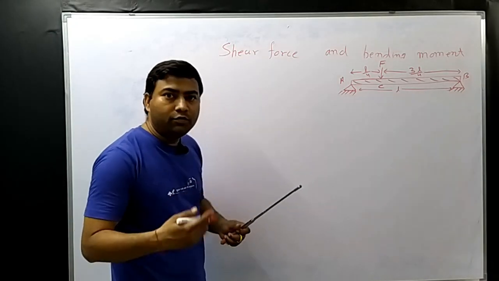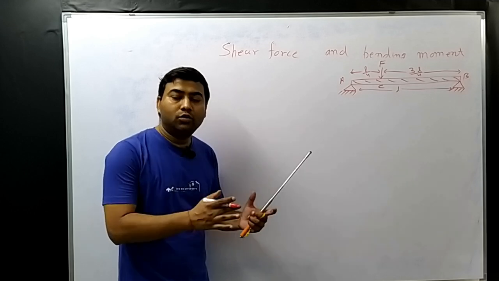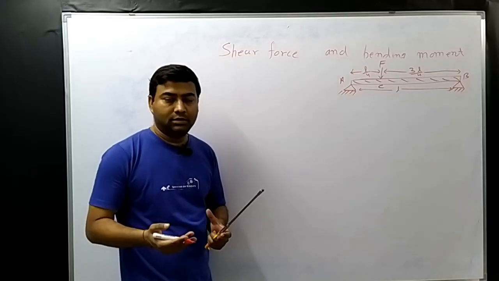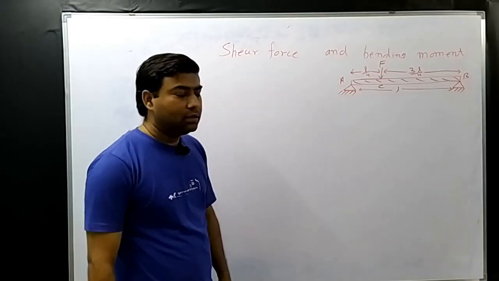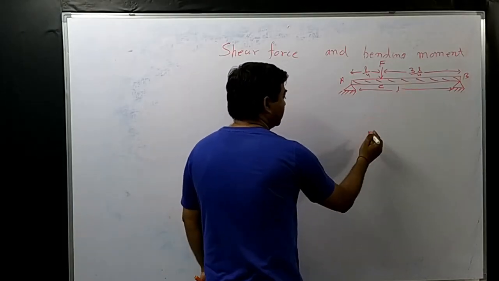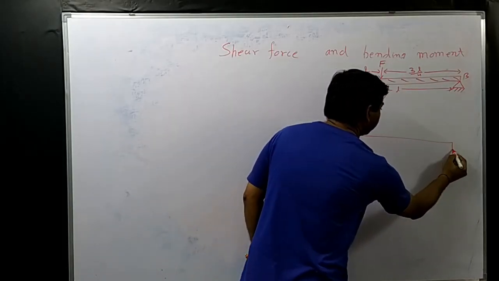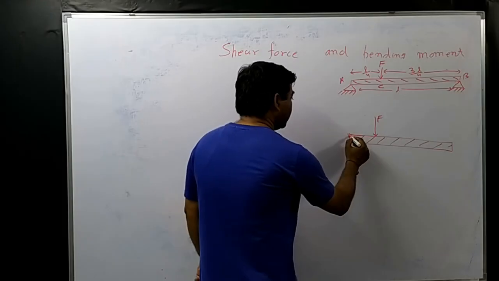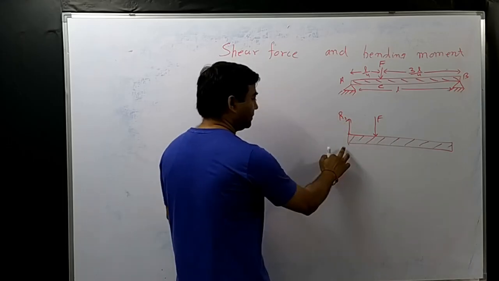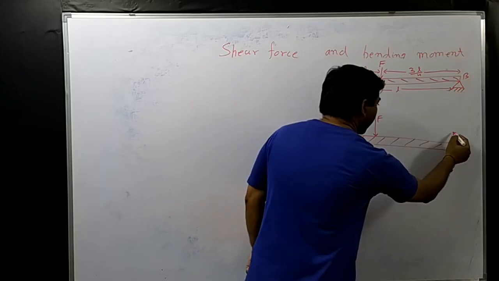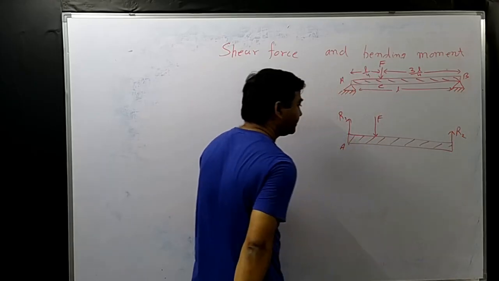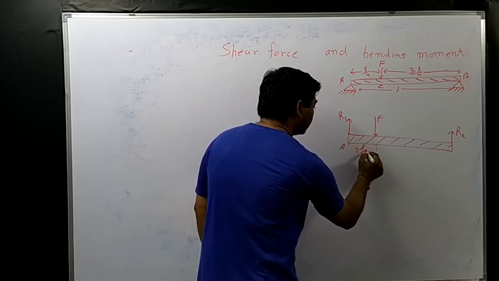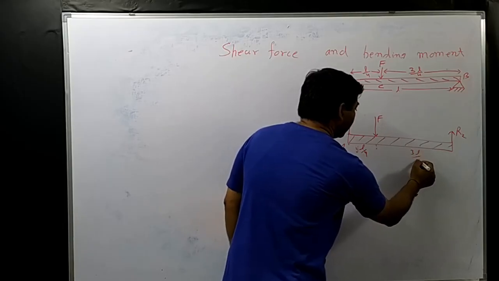So first of all, we have to find all the forces acting on the beam. To find the forces, we have to draw the free body diagram of the beam. So let us just draw the free body diagram of the beam. Assume the beam as a system. So let a reaction force R1 be acting at point A and R2 at point B, and this is length L by 4, and this is 3L by 4.